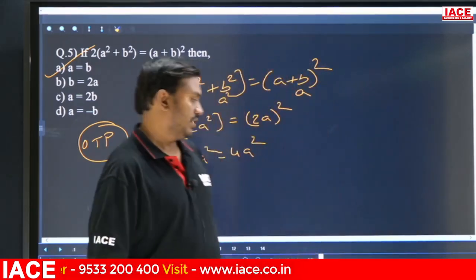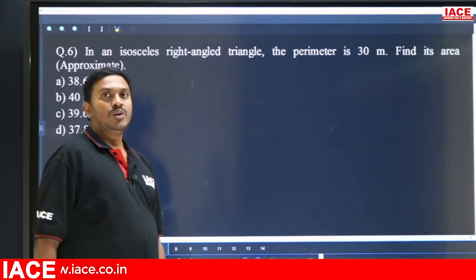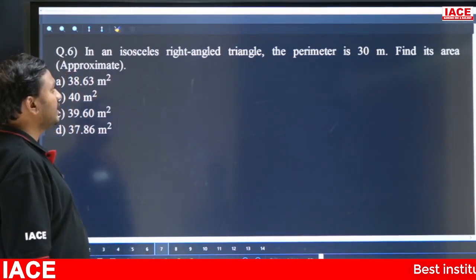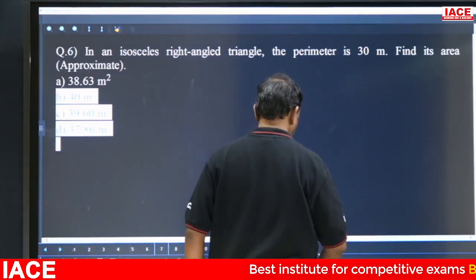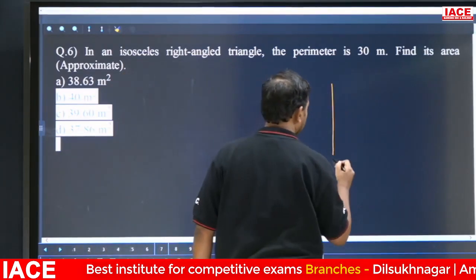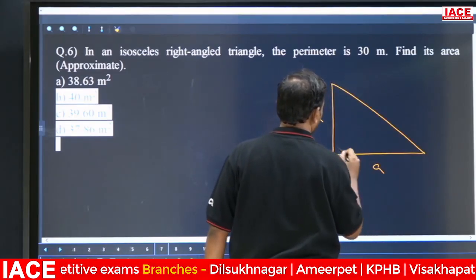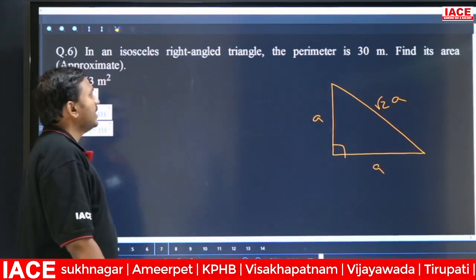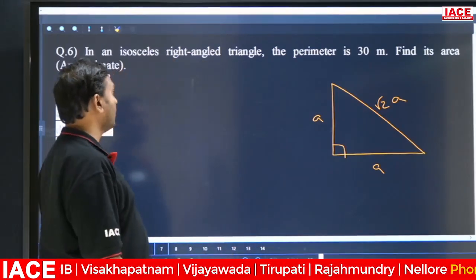Okay, right. Then question number 6. See, in an isosceles right angle triangle, that is a triangle in which 2 sides are equal and one angle is 90 degrees, right? Hypotenuse is root 2a. In an isosceles right angle triangle, the perimeter is 30. What is the perimeter?